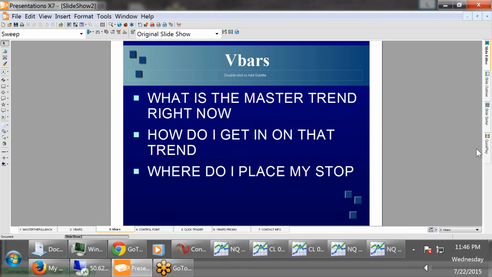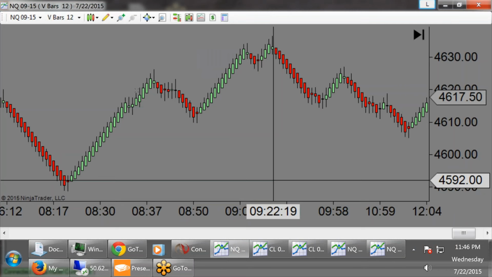What are the V-bars trying to illustrate to you? They're trying to illustrate three main things. I want to know, what is the master trend that is happening right now? And two, how do I get in on that trend? So when you take a look at the V-bars, it's obvious that if the bars are printing green, it's a bullish trend. If the bars are printing red, it's a bearish trend, right? Now that's not always the case, but that's the case about 90% of the time.